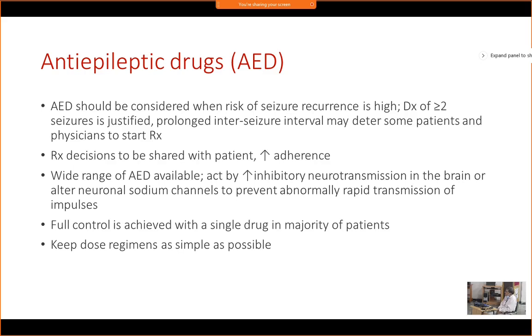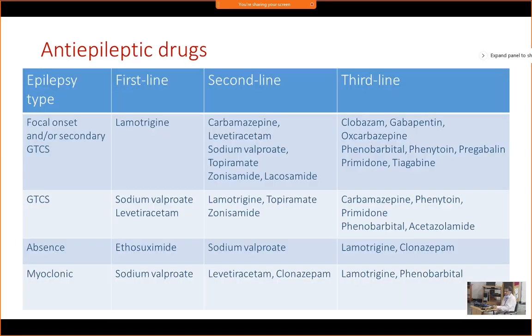And how do you start these drugs? Full control is usually achieved with a single drug in the majority of patients. So in the majority of patients, you will find that they will be taking only one drug at an optimum dose. And the drug regimen should be kept as simple as possible, in the sense that if you have to give two or more drugs, you should try to keep them combined in one single tablet so that compliance is good, or you can give them long-acting drugs so that they can take only one tablet a day instead of taking 4 or 5 tablets every day, which is sometimes very disturbing for the individual.